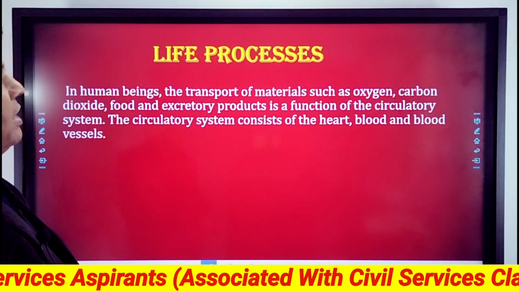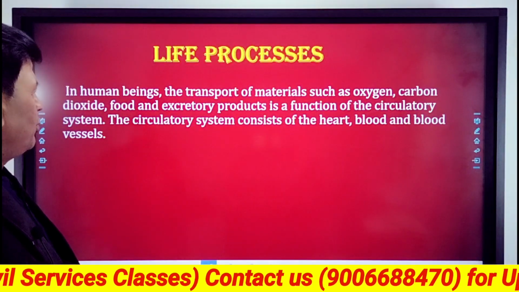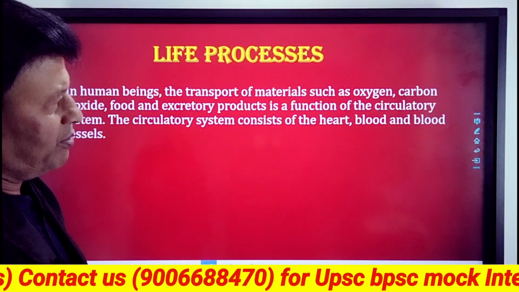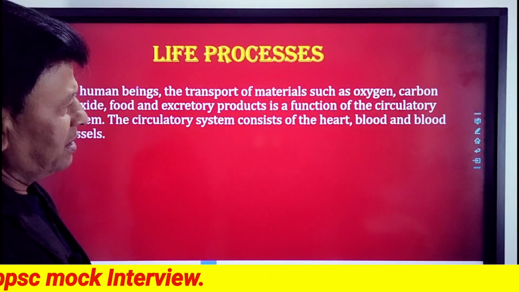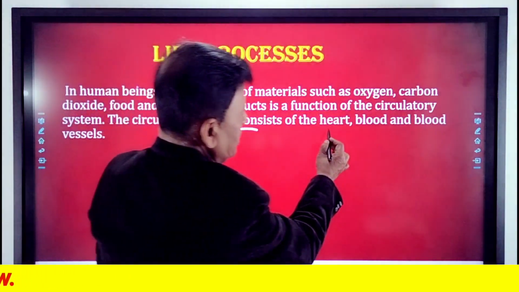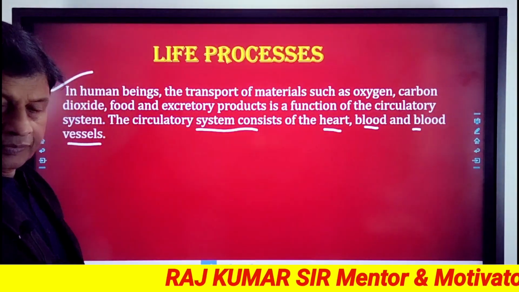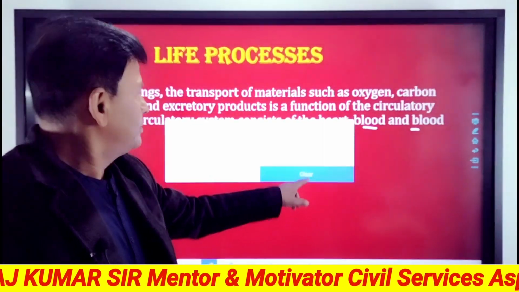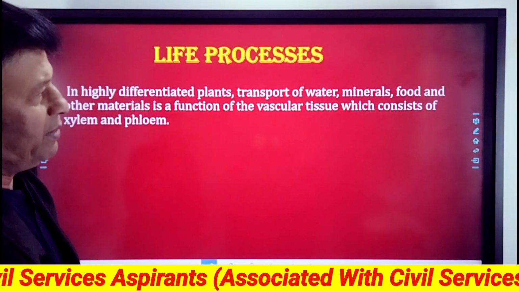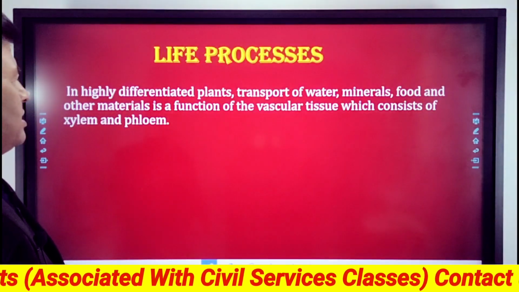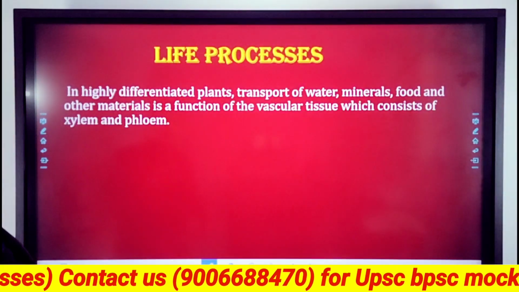In human beings, the transport of materials such as oxygen, carbon dioxide, CO2, food, and excretory products is a function of the circulatory system. The circulatory system consists of the heart, blood, and blood vessels. In highly differentiated plants, the transport of water, minerals, food, and other materials is a function of the vascular tissue, which consists of xylem and phloem.